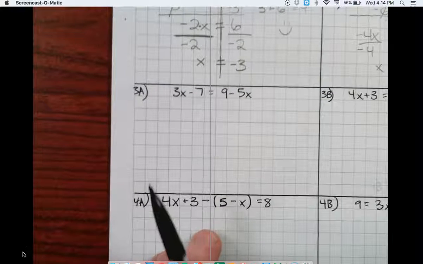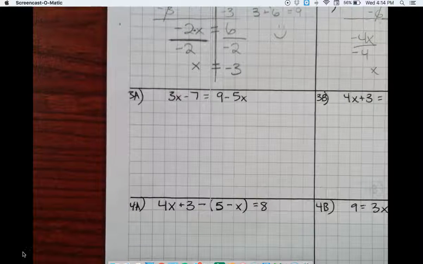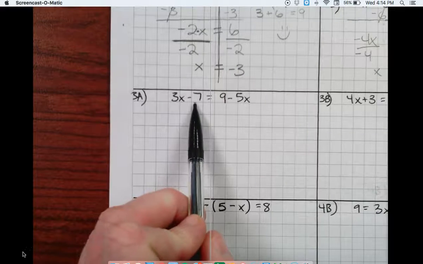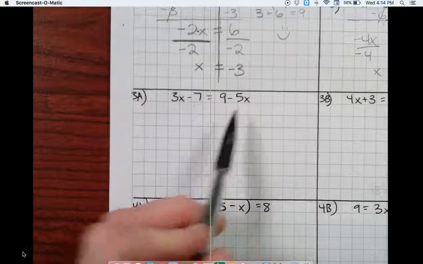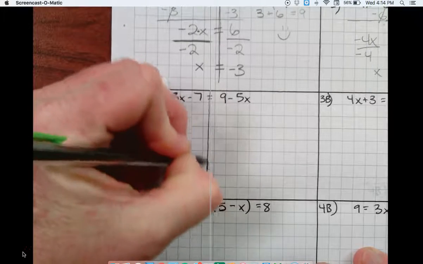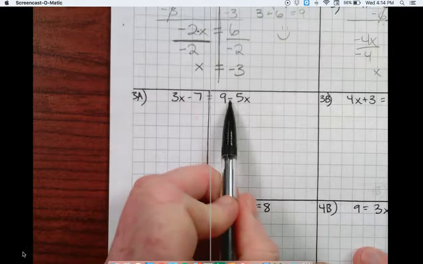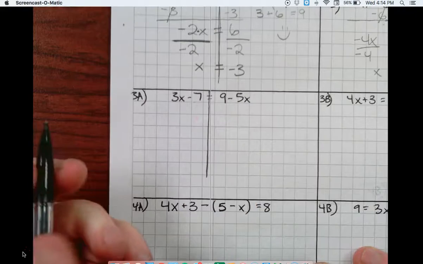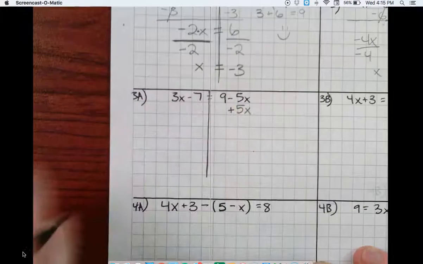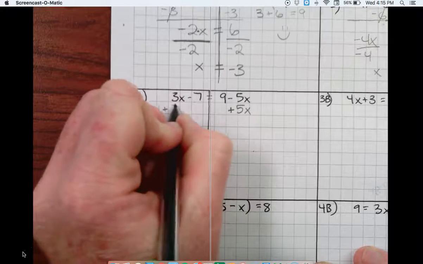Okay, 3a. So this one is a little different than any of the other problems we've done so far. This time I've got x on both sides. There's no simplifying that needs to be done. But we need to get x on one side. So we need to get rid of them on one of the sides. I don't like working with negatives, so I want to get rid of the negative 5x. So I'm going to add 5x to create a zero pair. If I do that to the right side, I have to do it to the left.